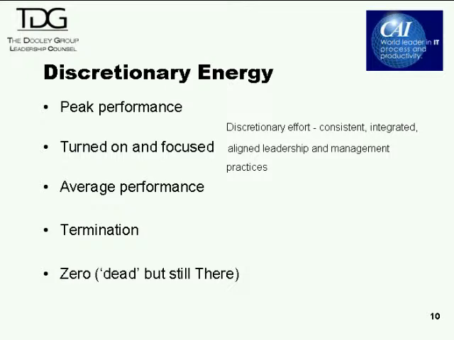So you should be looking at slide 10, discretionary energy. It's got 5 points on it there. And the top one, peak performance, is, you might say, 95 to 110%, people operating at a level beyond what they thought they could. You can't stay there for a very long period of time. We've all been there a couple of times in our life.